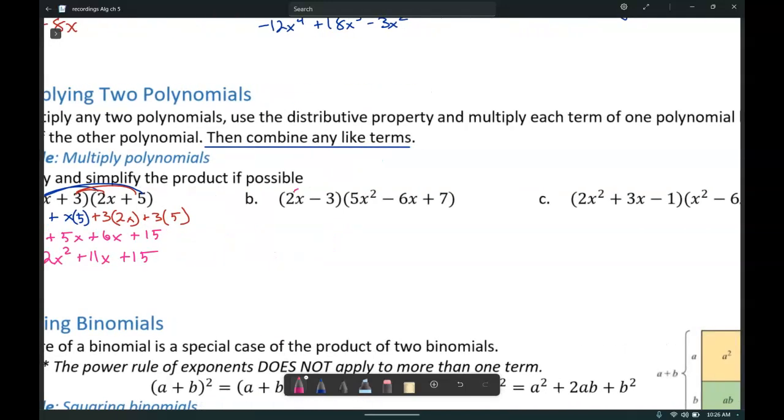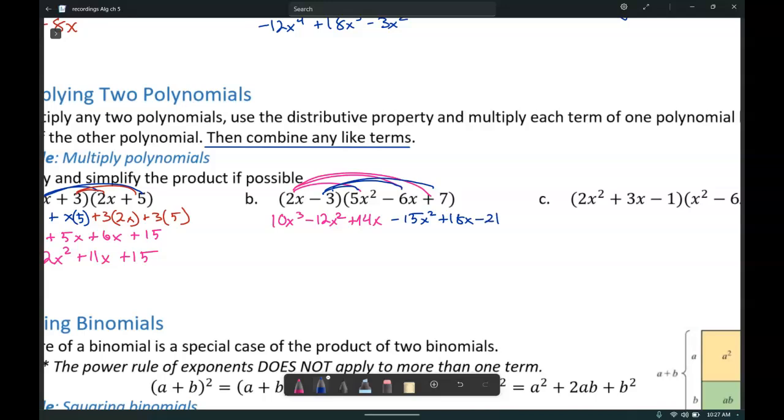Repeat the process, except now we're going to do 3 distributions on 2x, 10x to the 3rd minus 12x squared plus 14x, and then -3 times each term in the trinomial, -15x squared plus 18x minus 21.